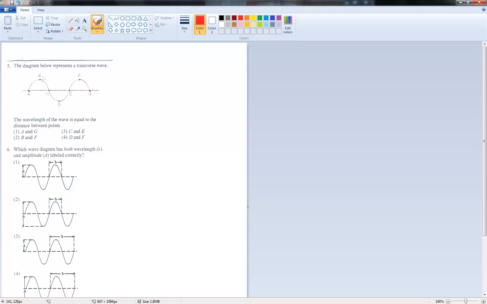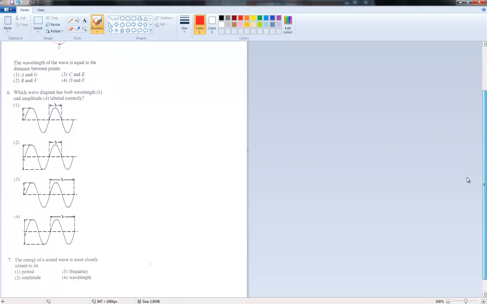B and F. B is here, F is there. That is one wavelength because they're both at the crest, right? C and E, well, those are too close. And then D and F. D and F would be a trough to a crest, but that's definitely not one wavelength. Wavelengths would be like B to F would be one. A to E would be a wavelength, or C to G would be a wavelength.